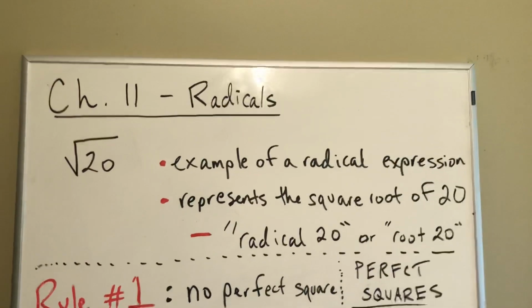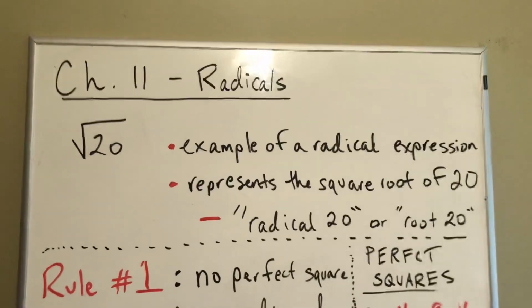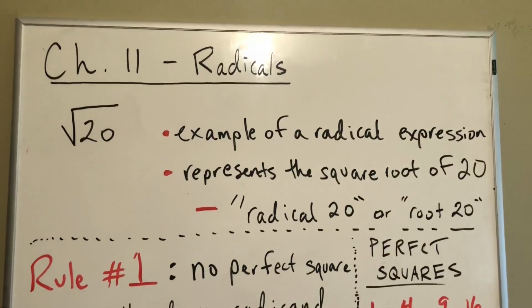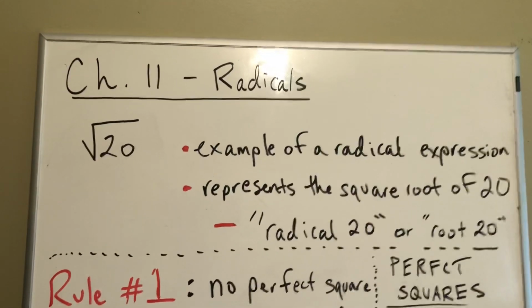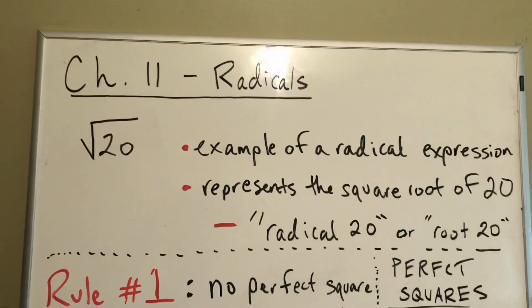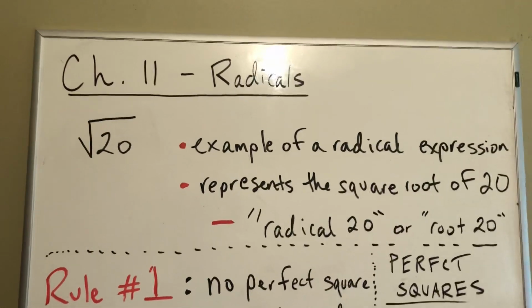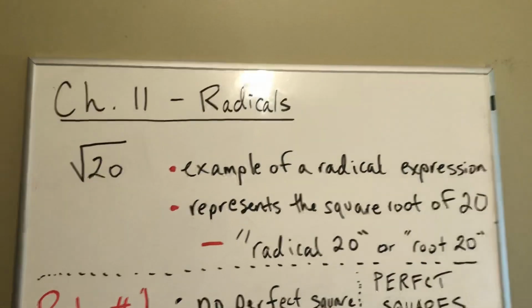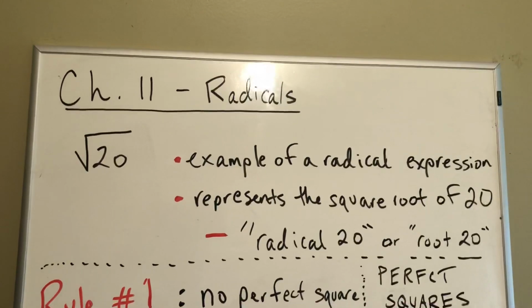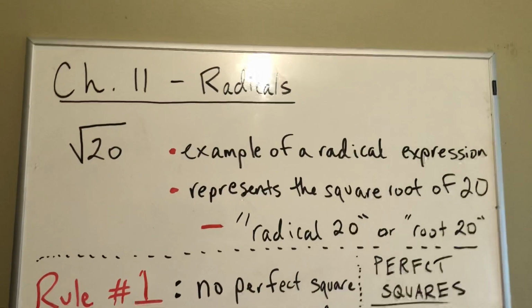Now, the reason we're going to look at radical expressions, we know that the square root of, say, 16 is 4. We know that the square root of 9 is 3. But we're going to focus on how to simplify an expression like radical 20. If you put the square root of 20 into your calculator, you get a long answer with a lot of decimal places. So we'll show you how to leave it in a simplified form.